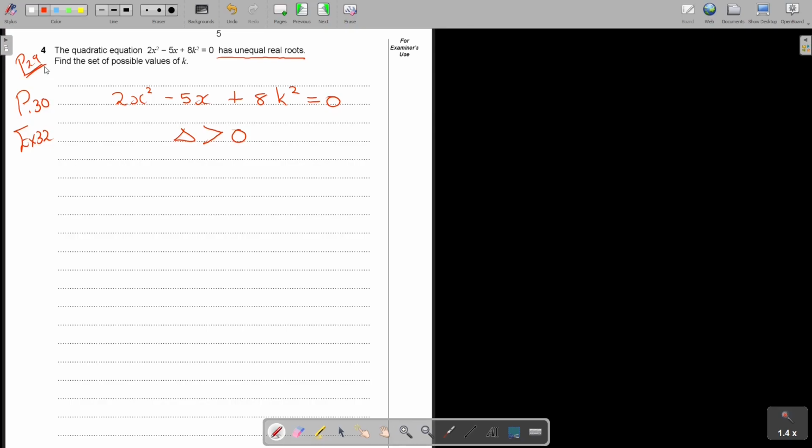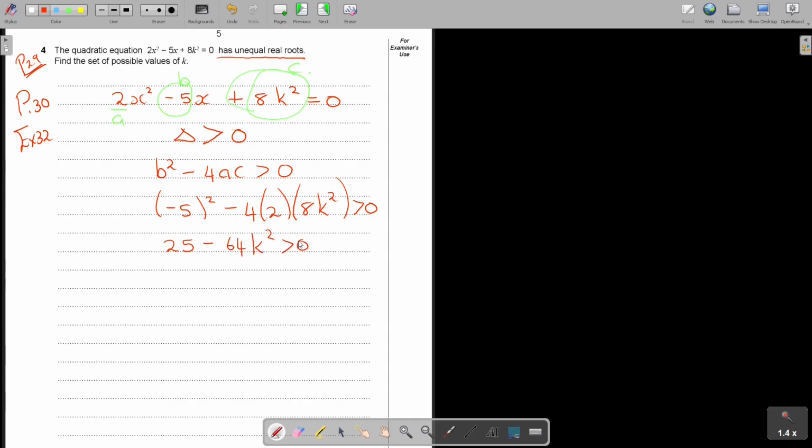Okay, so basically, I'm just going to start working and say b squared minus 4ac, the discriminant, is bigger than 0. Now don't forget, this is a, this is b, and this, oh sorry, always grab the sign, is c. So it's going to be negative 5, okay, let's just change my pen. So it's going to be negative 5 squared minus 4, and the value of a is 2, and the value of c is 8k squared, and that's bigger than 0. So basically, it's going to be 25, and if I multiply 4 by 8, then it's negative 64 k squared is bigger than 0. Okay, now this is a quadratic inequality.